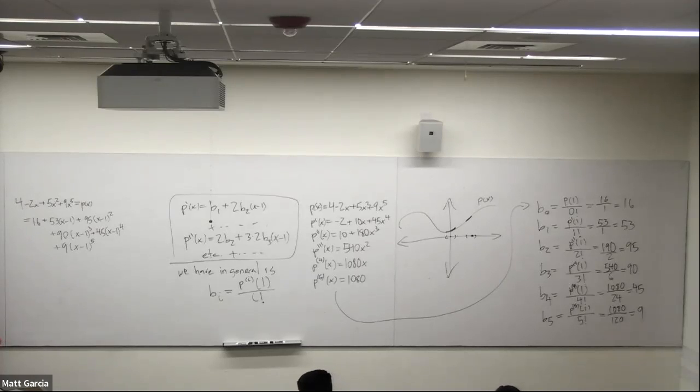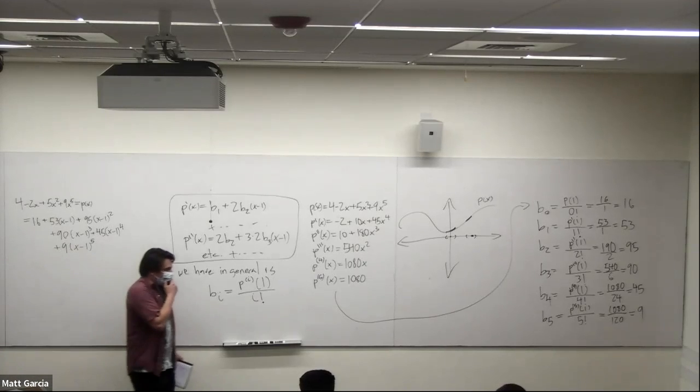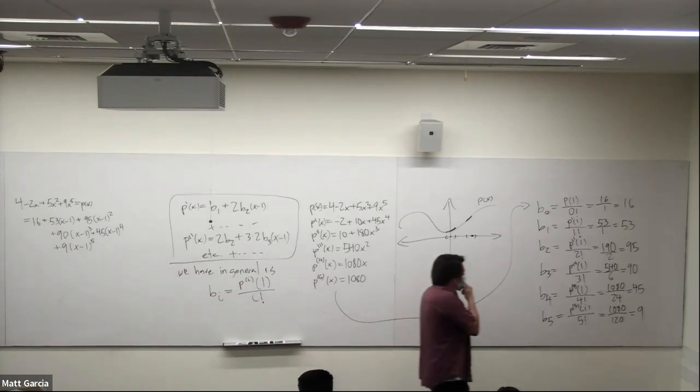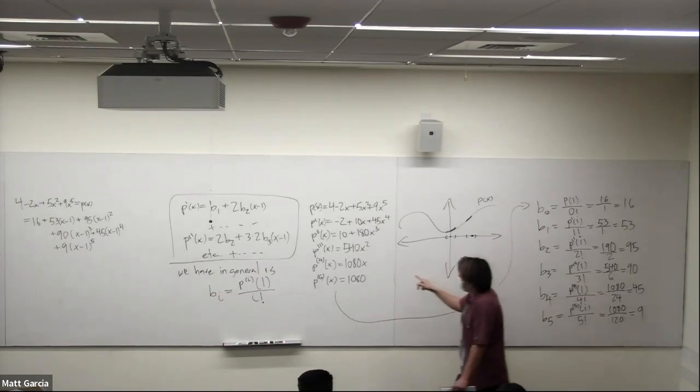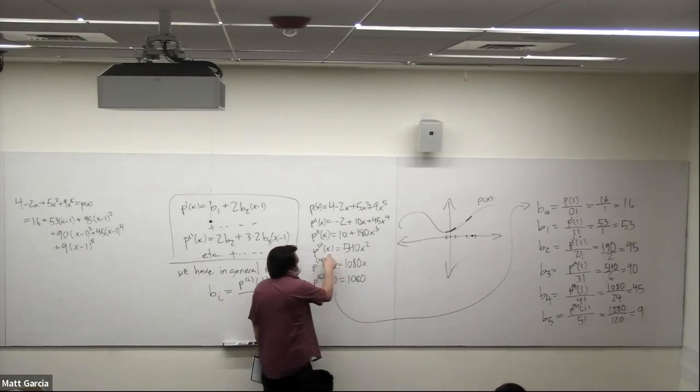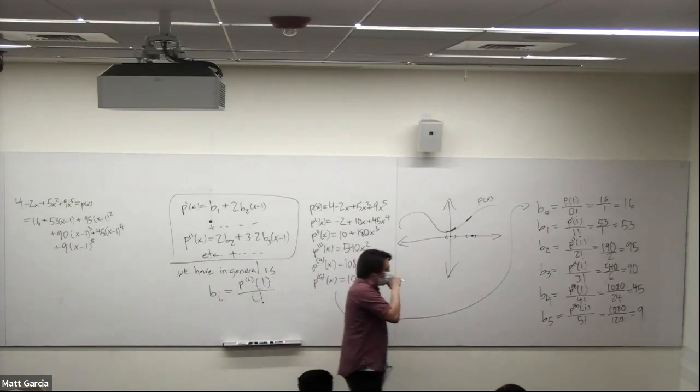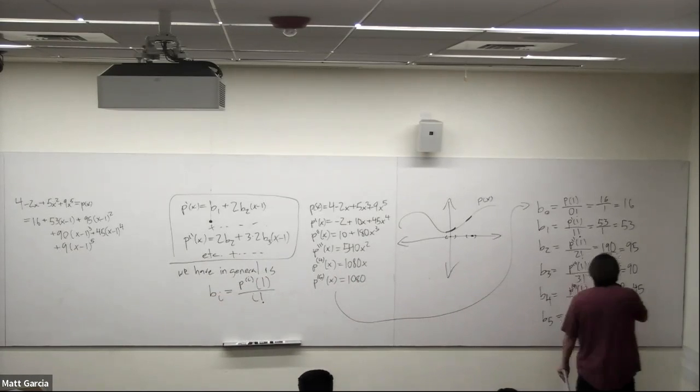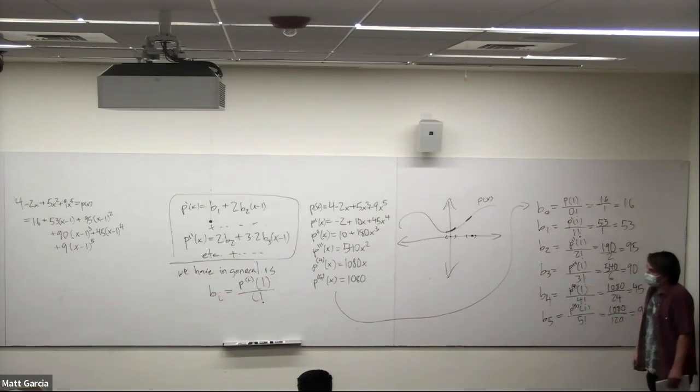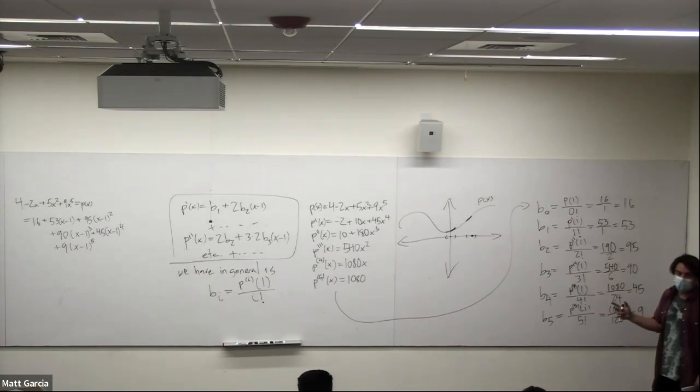Could you explain how you got 540 divided by 6? Okay, so we evaluated the third derivative at 1, so we get 540. Right? And we then divided by 3 factorial, which is just 1 times 2 times 3.